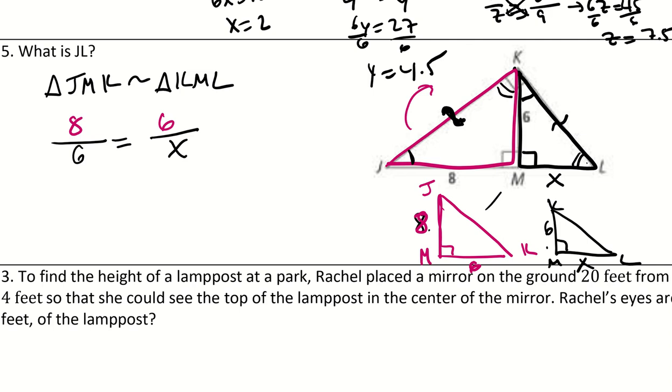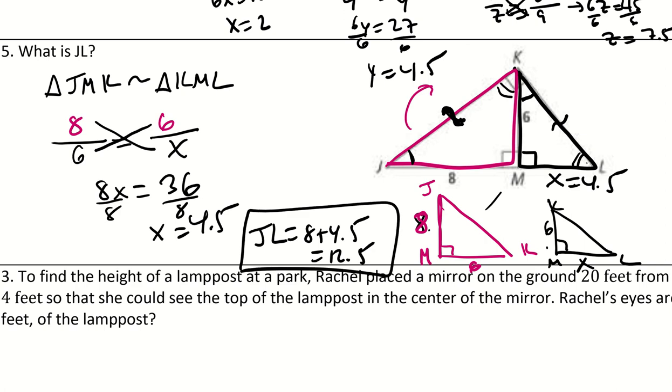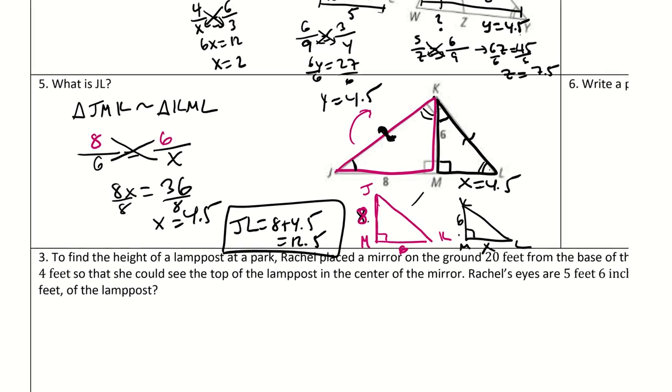So basically we have to draw it out, figure out which sides correspond, and then set up the fractions. And so now we can cross multiply and solve. So we get 8 times X equals 6 times 6. Divide by 8 on both sides, and that'll give us X, which is 4.5. And so now we know this is 4.5. So we can get the whole thing and add them together. JL is 8 plus 4.5, which is 12.5. All right. So that's how we get number 5.